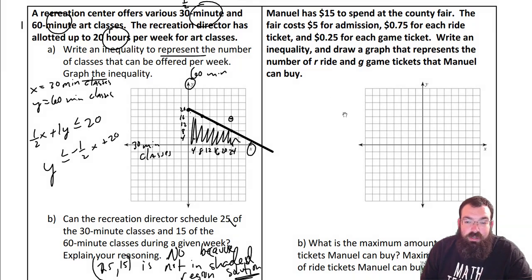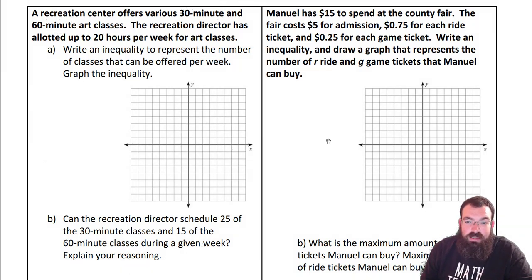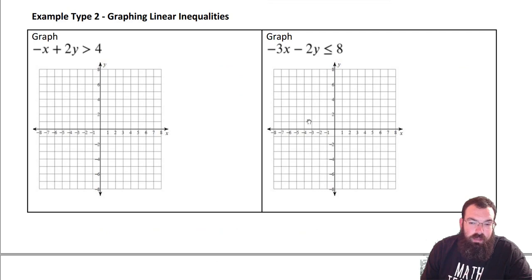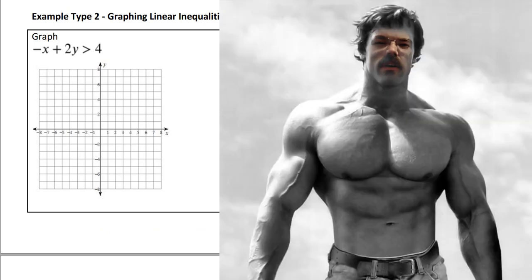All right, I want you to pause the video. I want you to work on this one here that says Manuel has $15 to spend, and do the first one there on the right. All right, pause it and then hit play. Now, get to the chopper. Pause the video now. Do it.